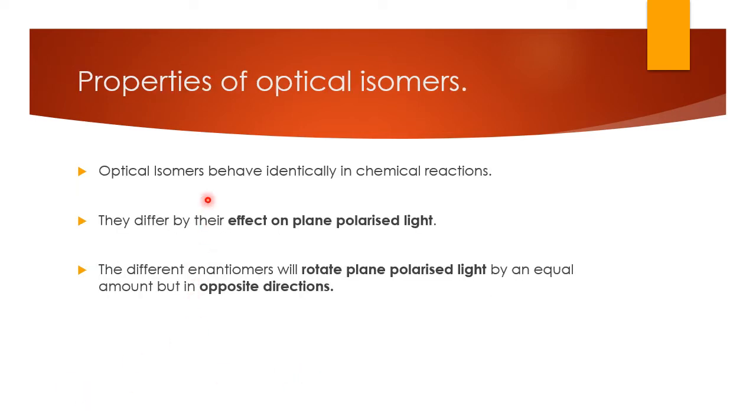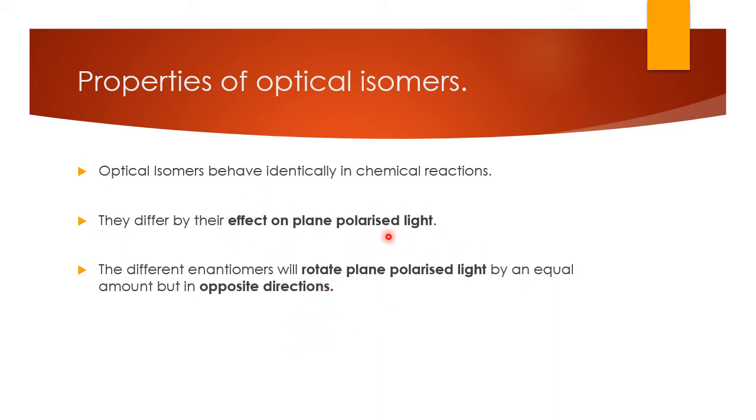So what are the properties of optical isomerism? Well, optical isomers chemically are identical, so do a chemical reaction with them. If you add sodium carbonate and it fizzes, they both contain a carboxylic acid group. You're not going to notice any difference, right? But they do differ in one way. They differ in their effect on plane polarized light.